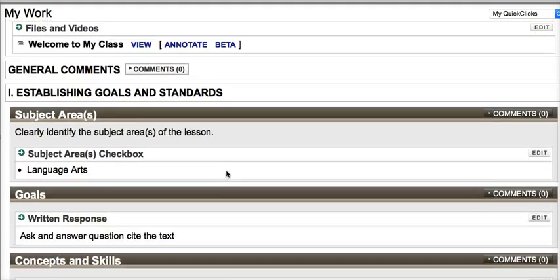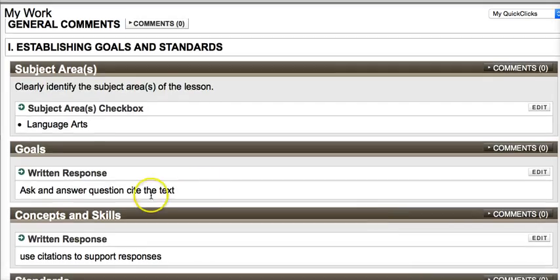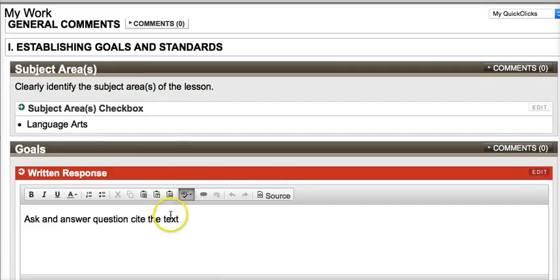So let's come back up here. We know that it's language arts. In this particular case, the goal here is that the students will be able to use evidence to support an opinion. That's my overall goal for this lesson. Students will use evidence to support opinions and main ideas.